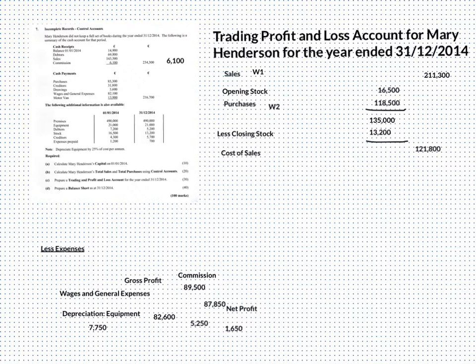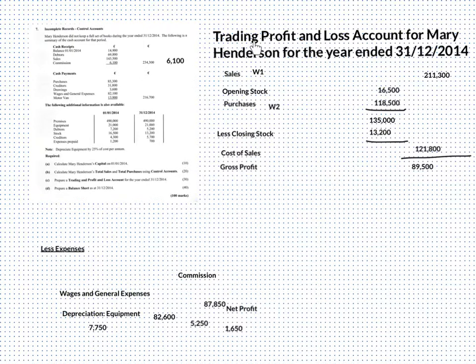So now all we need to do is subtract our cost of sales away from our sales figure. So we made sales of 211,000, and this is how much it cost us to actually make these sales, purchases, like purchase goods for resale, and our stock. So we subtract these two figures away and we're left with 89,500. That 89,500 figure is now our gross profit. Okay, so we have gross profit of 89,500. So that's our trading account done, our trading part.